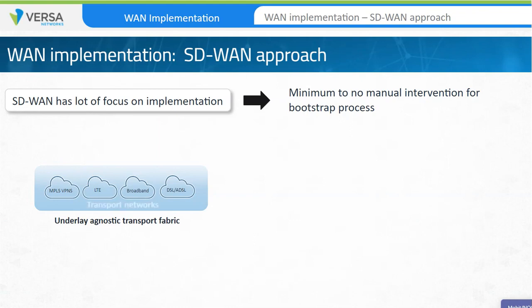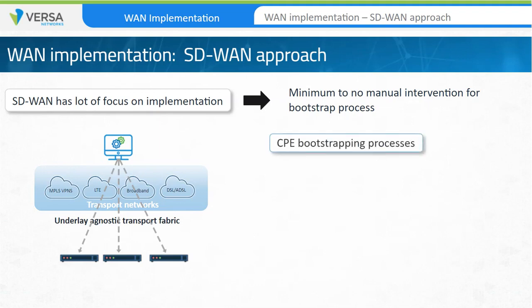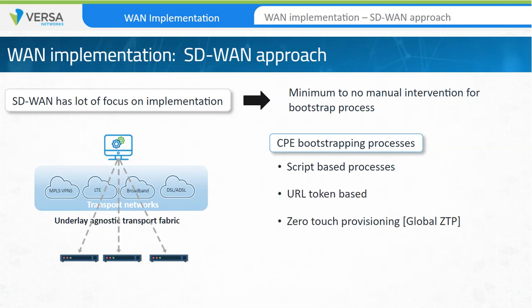The SD-WAN framework also includes an orchestrator component which can be programmed to bootstrap the CPE device automatically. Some of the approaches available today for CPE bootstrapping are using scripts to automate CPE provisioning, using URL tokens, zero-touch provisioning, and mobile app-based provisioning. In all of the above-mentioned approaches, the appliance will be automatically bootstrapped by the orchestrator. Let's discuss each of these approaches.